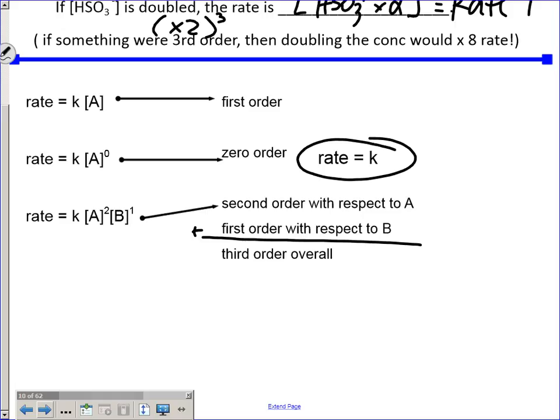Yeah. For the zero order, why isn't the rate equal to the concentration? Because it's zero, or it's to the 0 power. Because rate has to be represented as change in time, right?